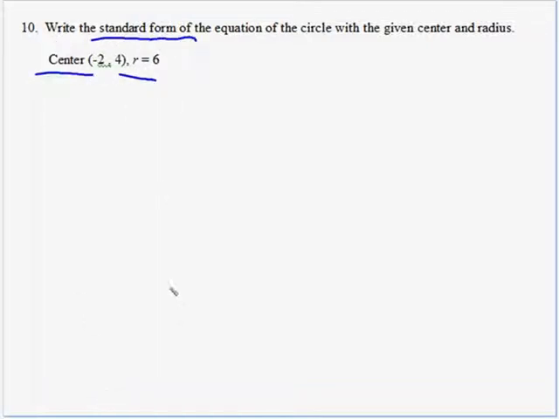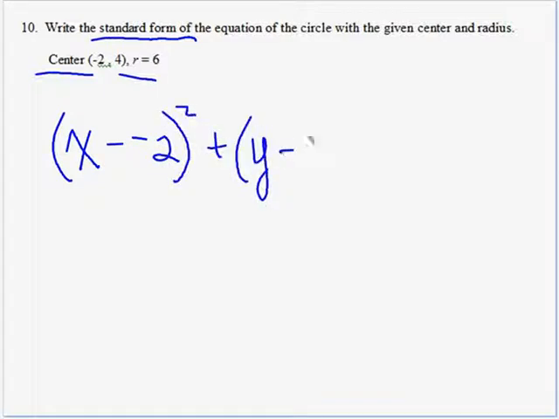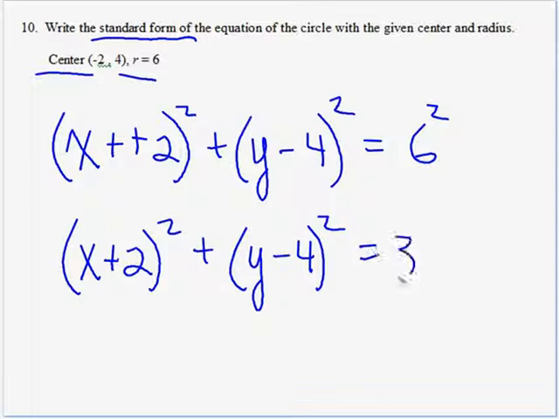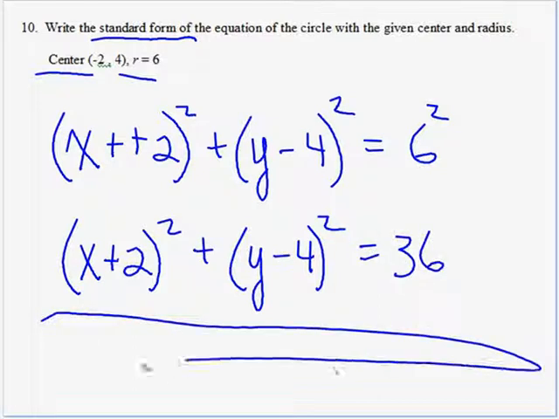Number 10, here is the center and the radius of a circle. Write its standard form. All right, well, I'm going to have x minus my x coordinate, -2, quantity squared, plus y minus my y value of 4, and that quantity is squared, and that is equal to the radius squared. So here we will add the opposite. That becomes x plus 2, quantity squared, plus y minus 4, quantity squared, equals 36. There's our equation, standard form of a circle.